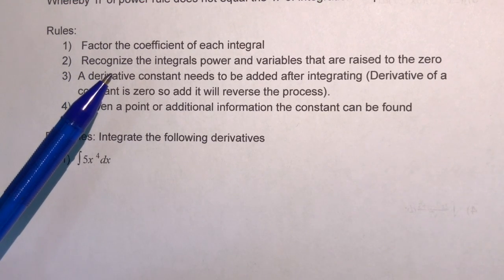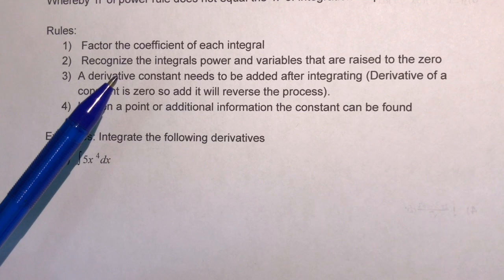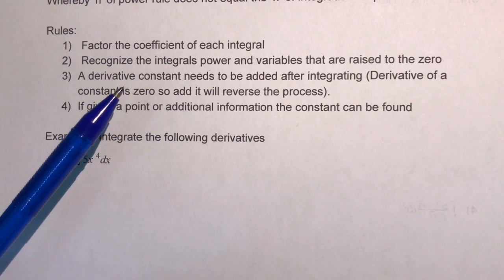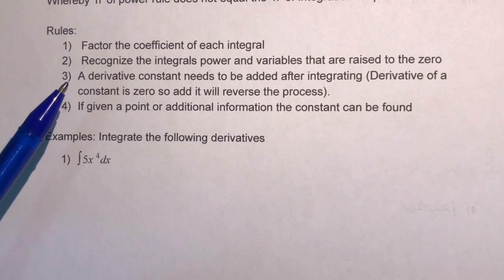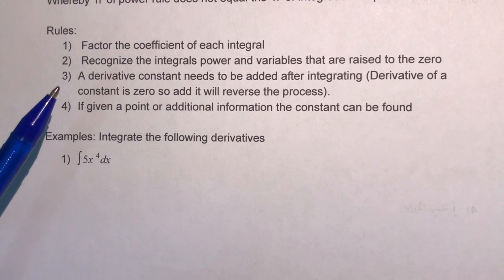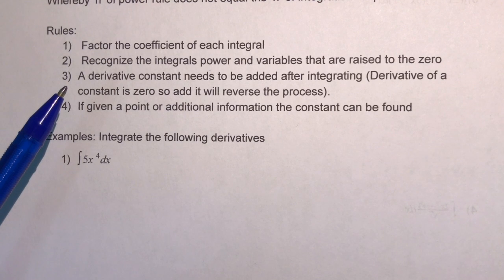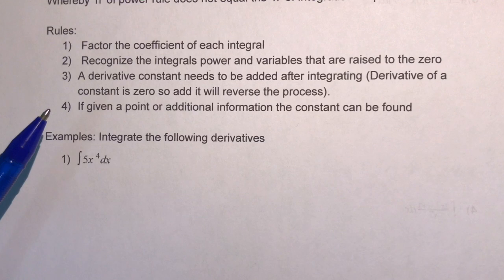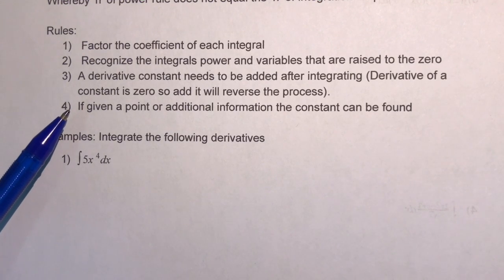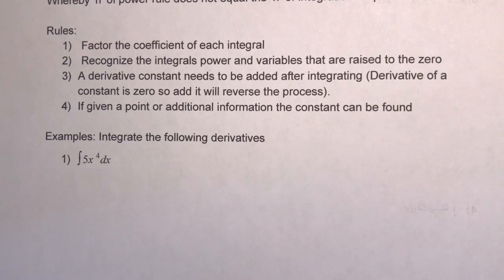The second is you have to recognize that the integrals have powers and the variables are always raised to the 0. Number 3 is that a derivative of a constant needs to be added after integration, because when you take the derivative of a constant, it turns to 0, so you have to add it to reverse the process. Number 4 is that if given a point or any additional information, the constant can be found.